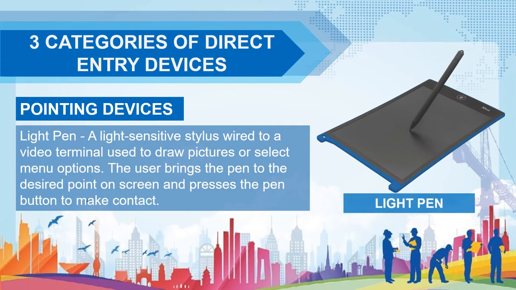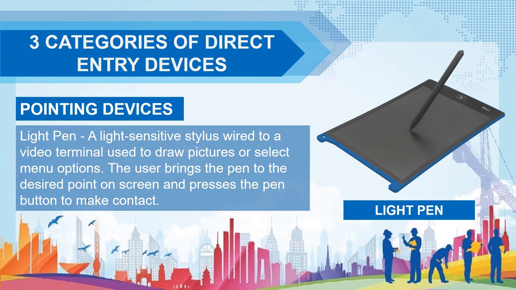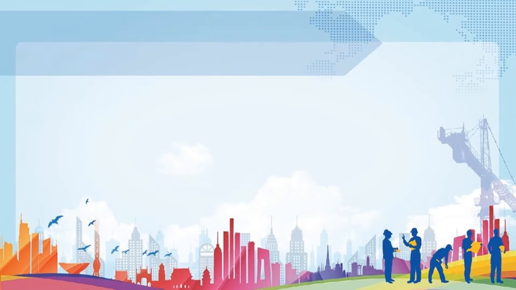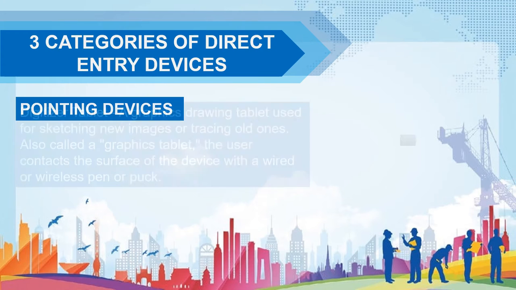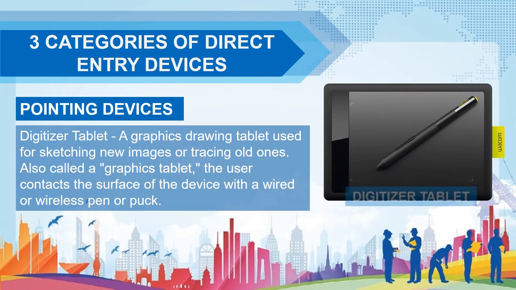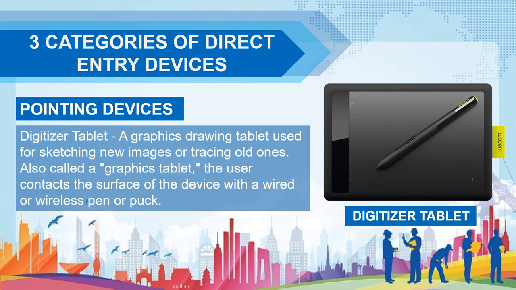Light pen, a light-sensitive stylus wired to a video terminal, used to draw pictures or select menu options. The user brings the pen to the desired point on the screen and presses the pen button to make contact. And lastly, digitizer tablet, a graphics drawing tablet used for sketching new images or tracing old ones. Also called a graphics tablet, the user contacts the surface of the device with a wired or wireless pen or puck.